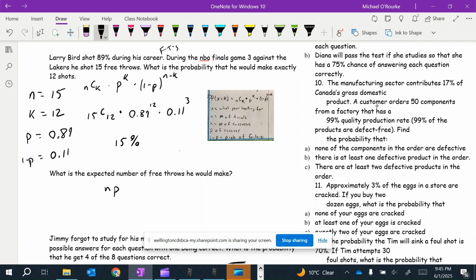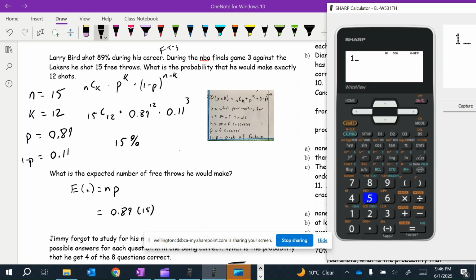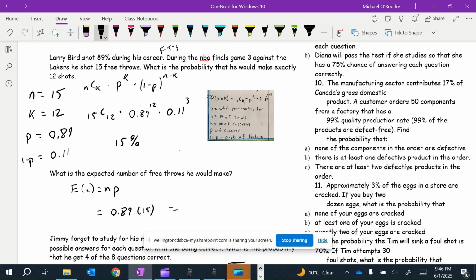What's my expected number of free throws? It would be n times p, so 15 times 0.89. On average, he's actually going to hit 13.4 free throws. So he's actually a little below average.